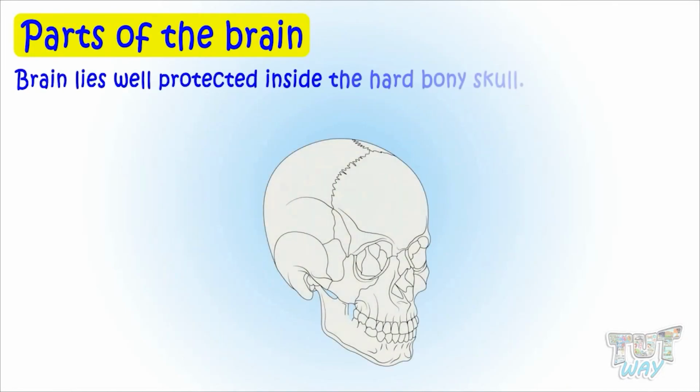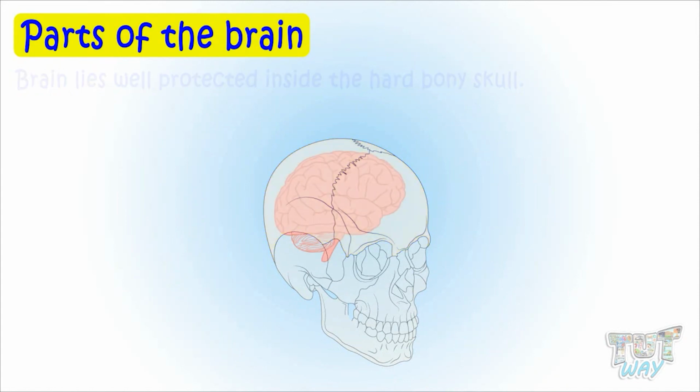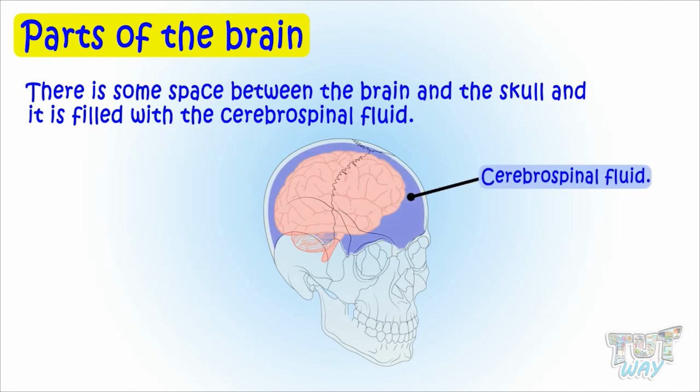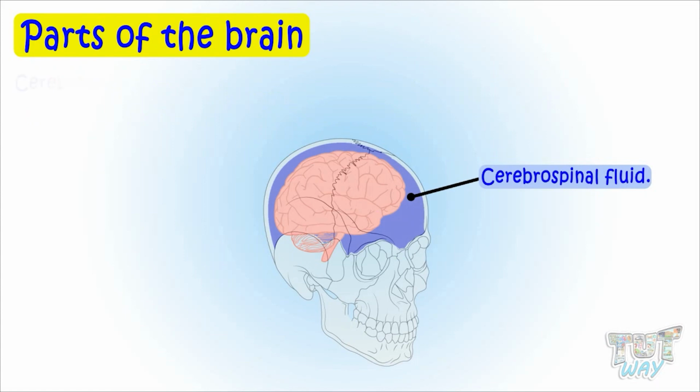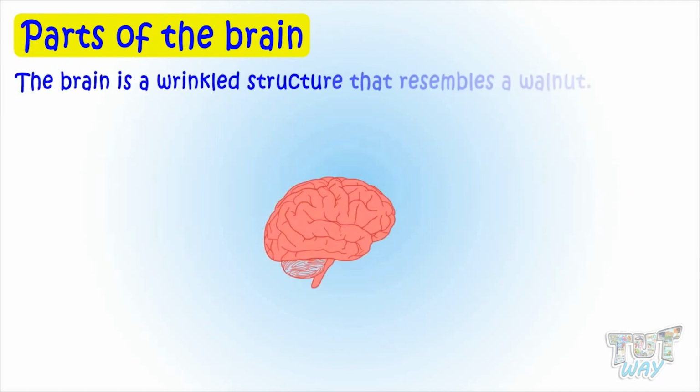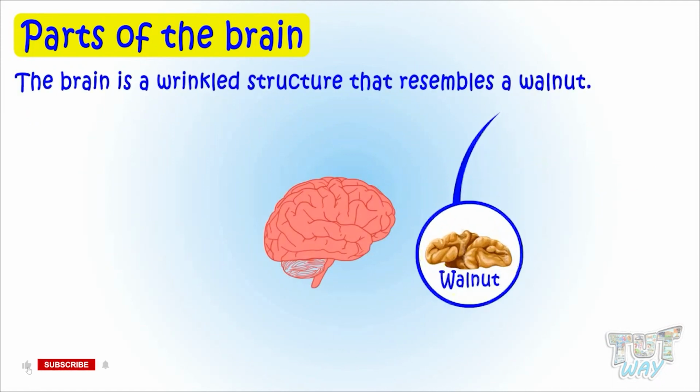of the brain. The brain lies well protected inside the hard bony skull. There is some space between the brain and the skull, and it's filled with cerebrospinal fluid. This fluid acts as a cushion for the delicate brain. The brain is a wrinkled structure that resembles a walnut.